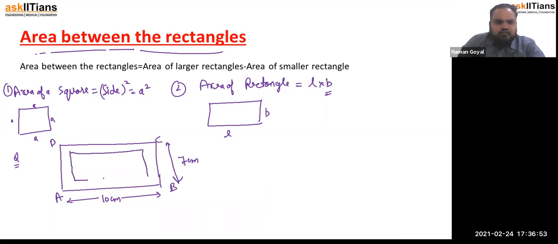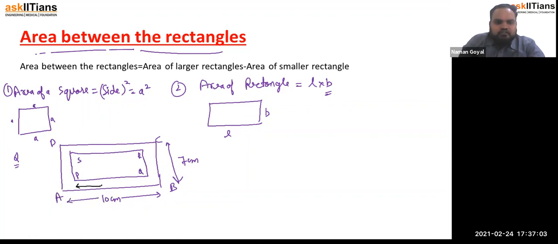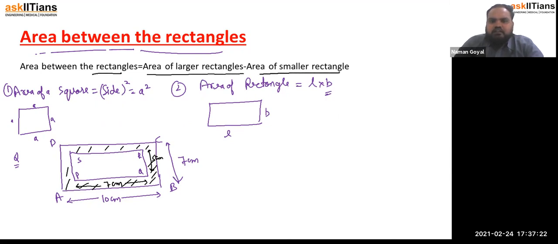Now there is another rectangle which is PQRS. Now see, this you can take as 7 centimeter and this you can take as 5 centimeter. So if I'm asking for the area of this part, what is it? The area between the rectangles. So the area between the rectangles is the area of the larger rectangle minus the area of the smaller rectangle.